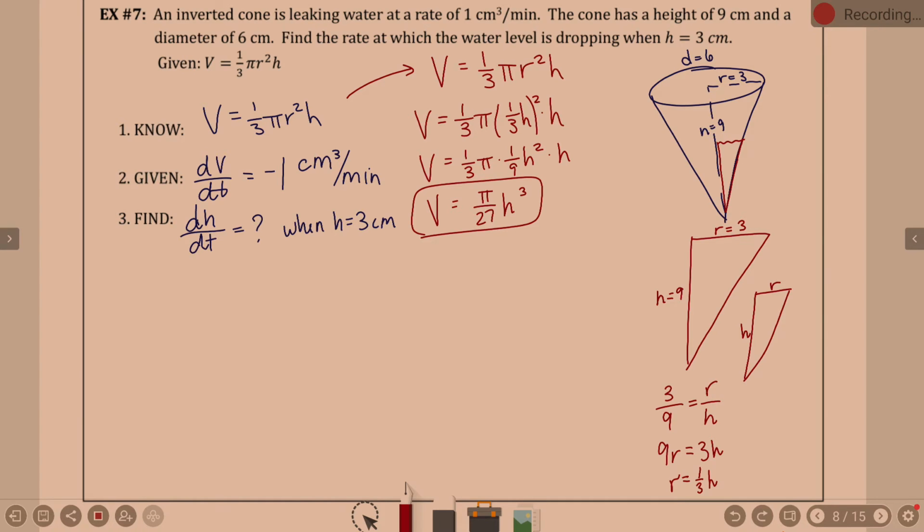Okay, so differentiate. The derivative of V is dV/dt. Derivative of pi over 27 h to the third: 3 out front. What's going to be 3 times pi over 27? Pi over 9, if you will. h to the second times the derivative of h, so dh/dt.